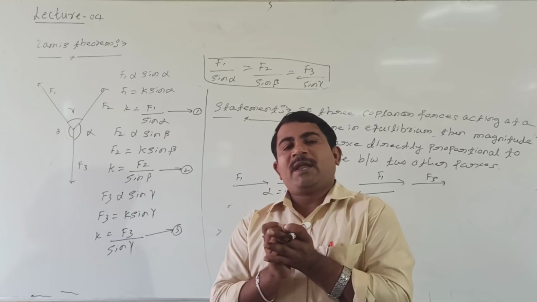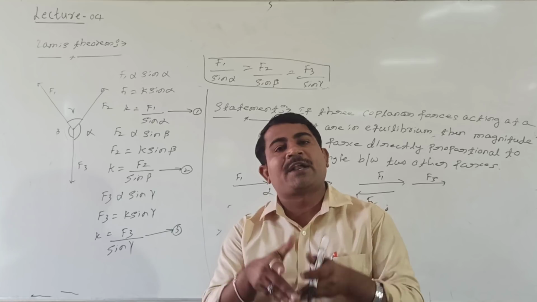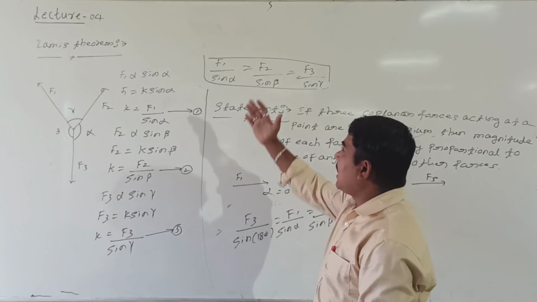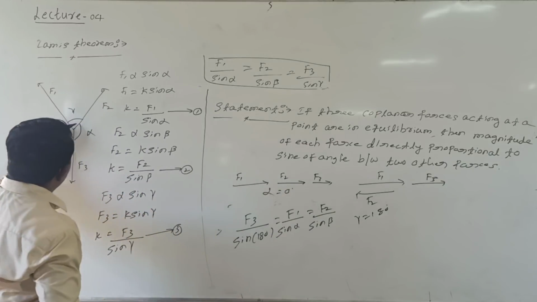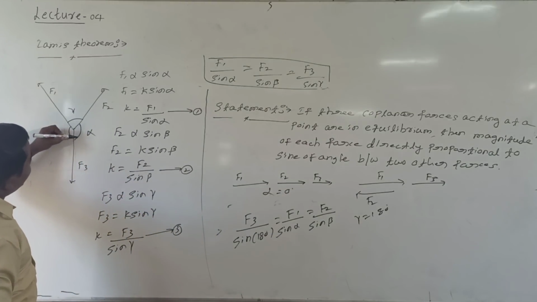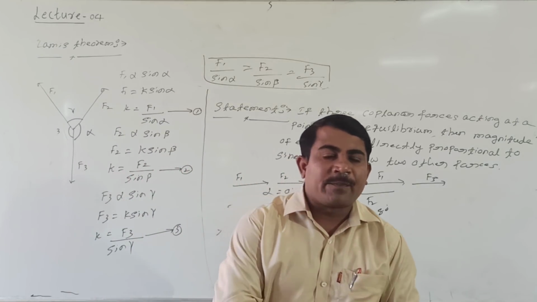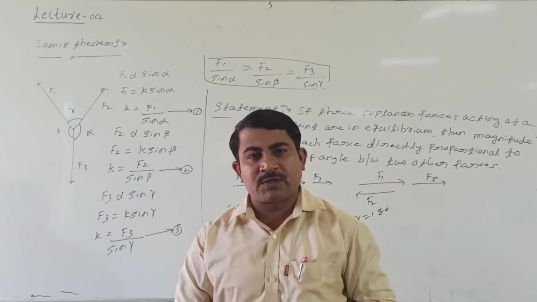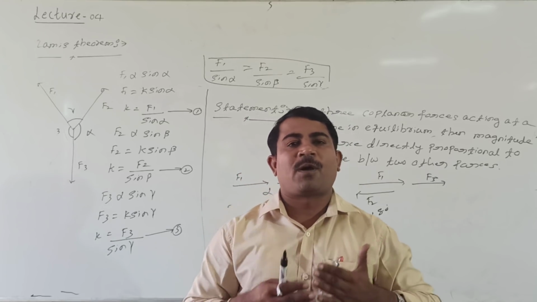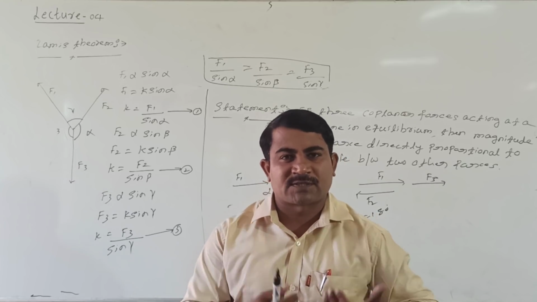Lami's theorem only applies for coplanar concurrent forces in equilibrium. Then only Lami's theorem is valid. What it says: the magnitude of one force is directly proportional to the sine of the angle between the two other forces. This concerns the triangle law of addition of vectors and Lami's theorem. After this, students will see the parallelogram law of addition of vectors in detail. Right? Thank you, students. We'll continue in the next class. Thank you.